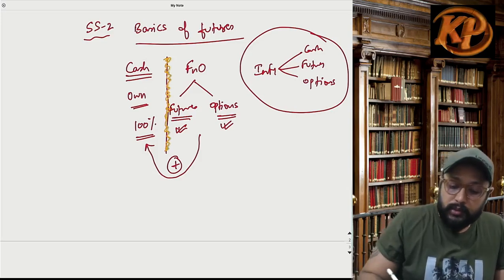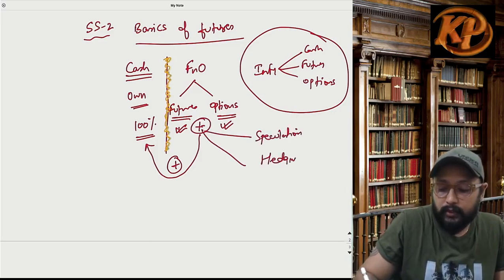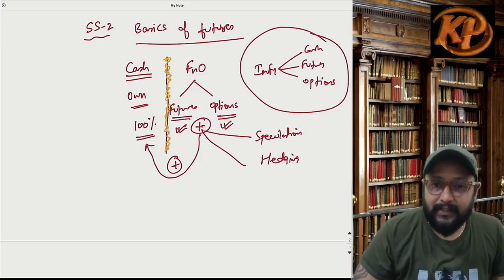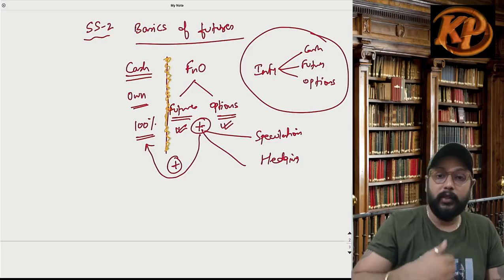So these futures and options, they can be used for two purposes. Either you can use it for speculation or you can use it for hedging. What is the primary difference between the two? Today there is an India Pakistan match, come on, let's bet. Who will win the match? Speculation. You are speculating Team India is going to win.